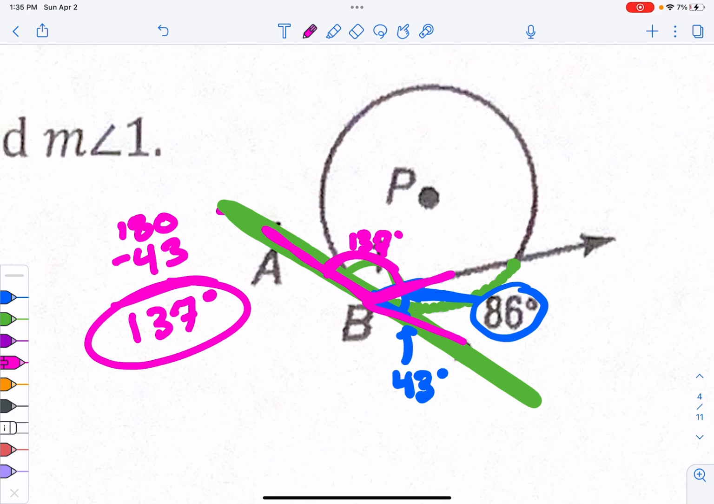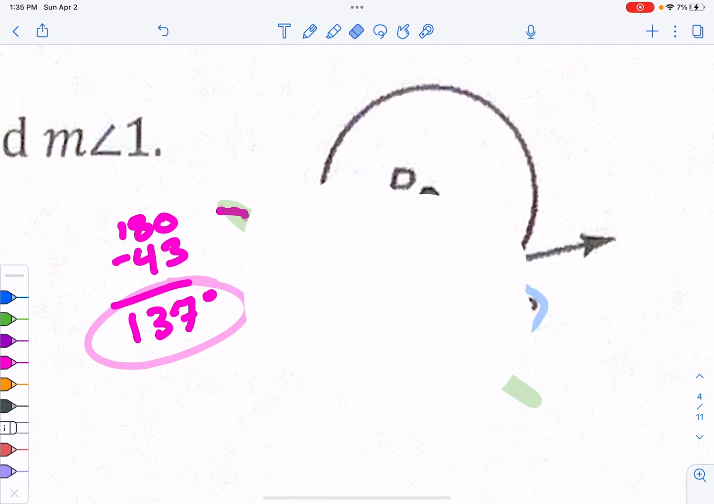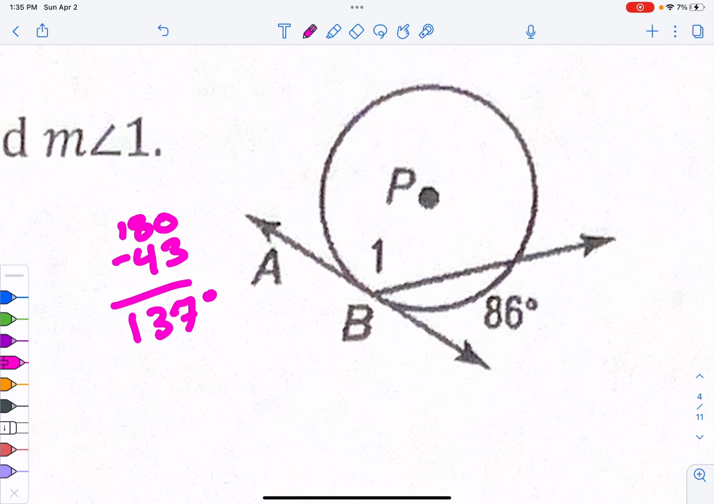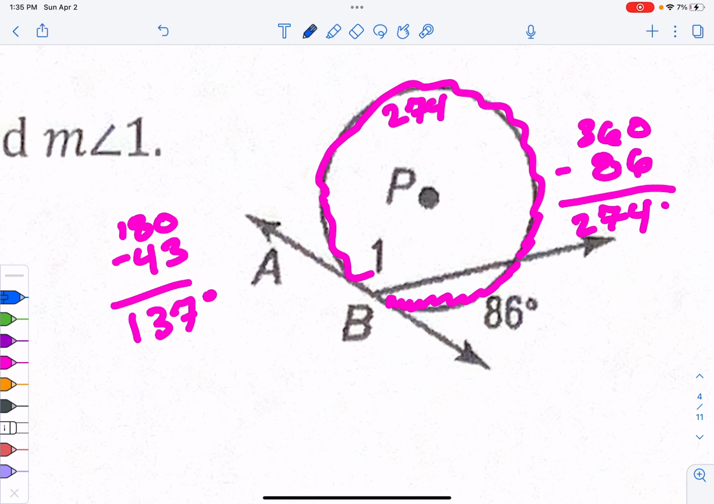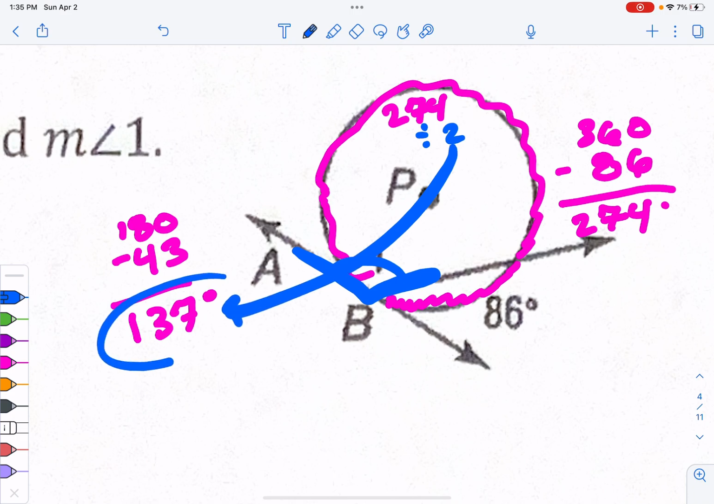That's the correct answer. You could do this a little bit differently and say instead, okay, if this is 86 degrees, then the rest of the circle would be 360 minus 86, which is going to be 274, I believe. Yep, 274 degrees. So this arc right here is 274. So if I'm trying to find what this angle is from here to here, it would be half of 274, which is 137.